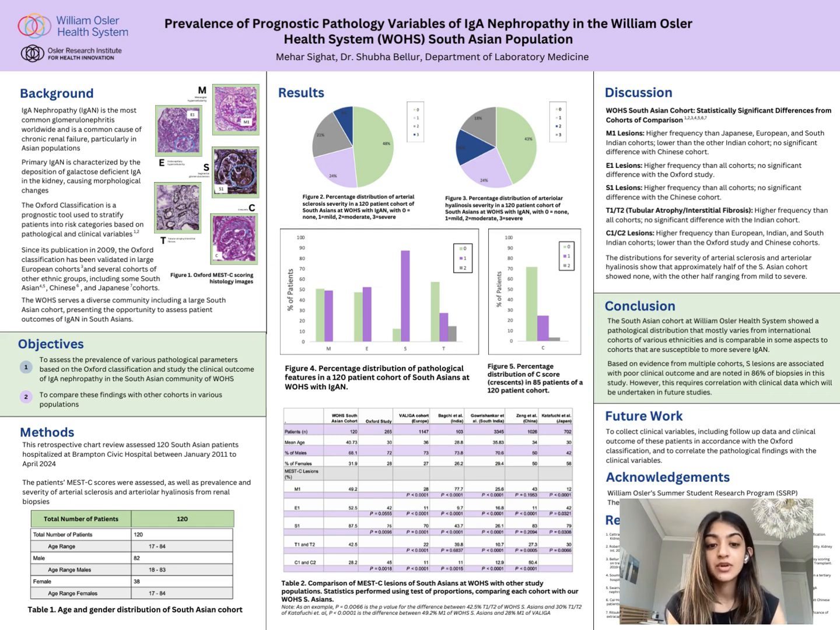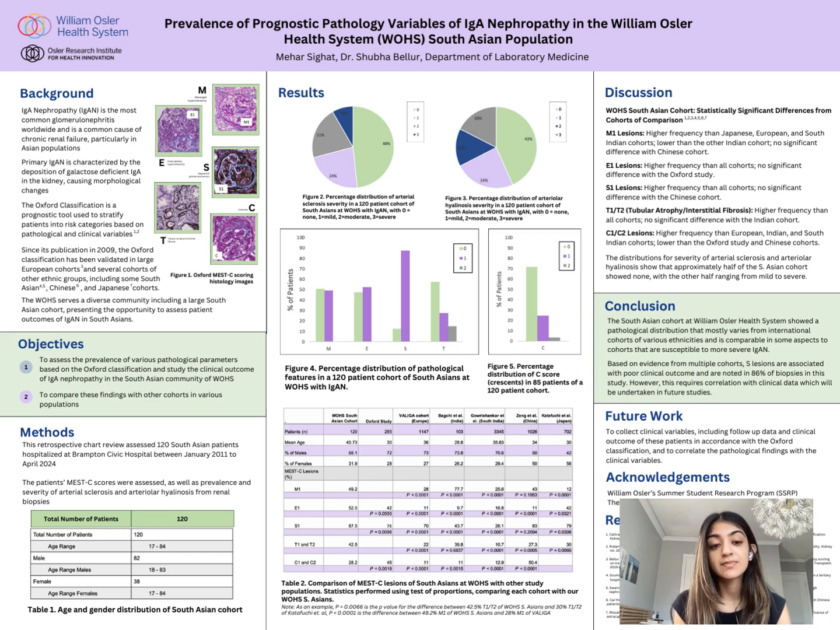Our objective was to assess the prevalence of various pathological parameters based on the Oxford classification and to study the clinical outcome of IgA nephropathy in the South Asian community. We're also comparing these findings with other cohorts of various ethnicities. We began by conducting a retrospective chart review of 120 South Asian patients that were hospitalized at Brampton Civic Hospital between January of 2011 to April of 2024.